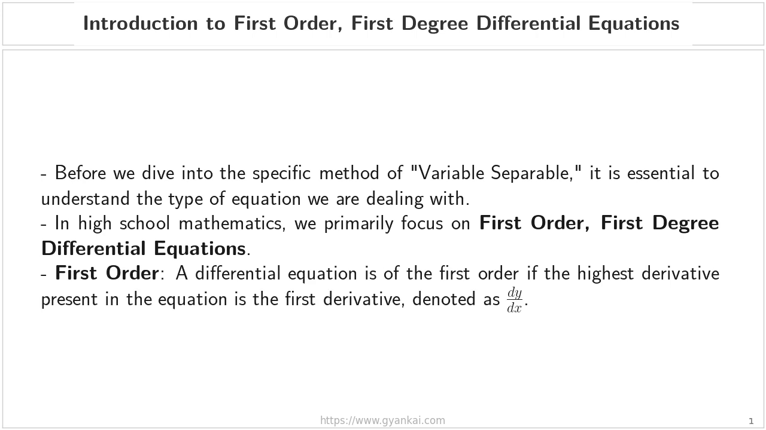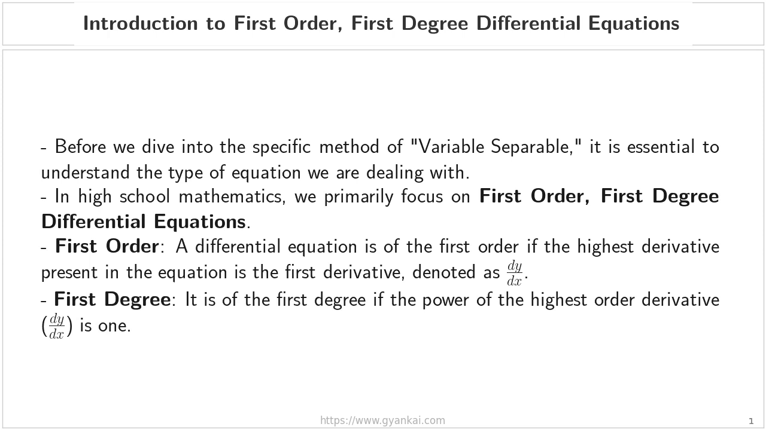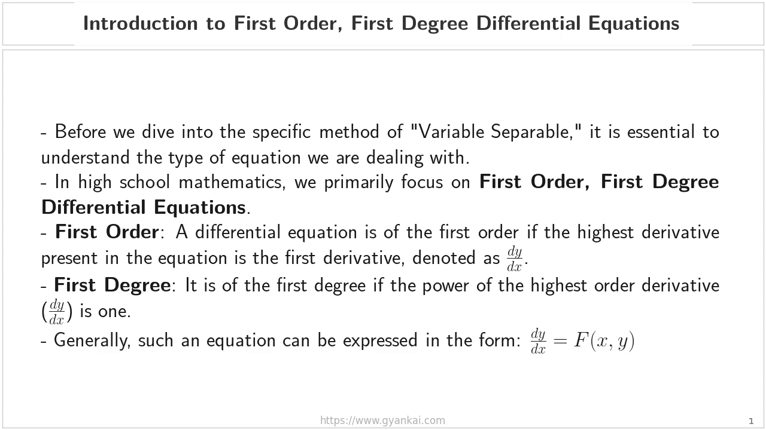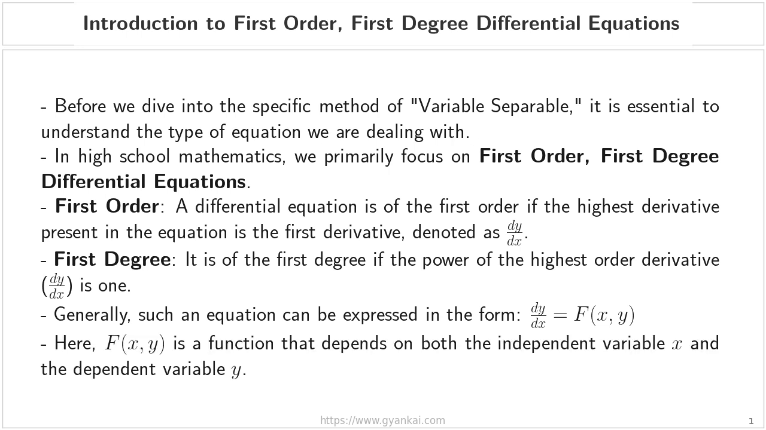First, when we say first order, we mean that the highest derivative present in the equation is the first derivative, which we denote as dy/dx. Second, when we say first degree, we are referring to the power of that highest order derivative. In this case, the power of dy/dx is exactly 1. Generally speaking, an equation of this type can be expressed in the form dy/dx equals f of x, y. In this expression, f of x, y represents a function that depends on both our independent variable, x, and our dependent variable, y.